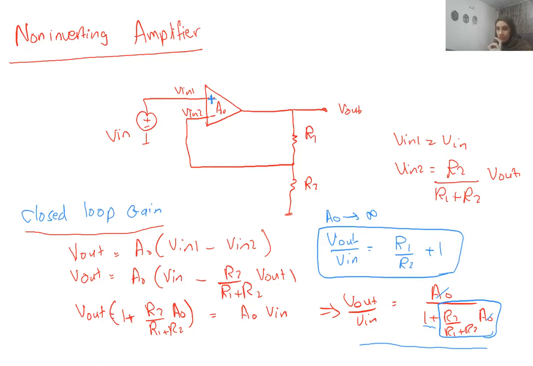So if R1 increases by, let's say, 2%, R2 will also be increasing by 2%, but the ratio between them will still remain the same. And that's the good thing. So the gain will not be affected by changes in the manufacturing process.